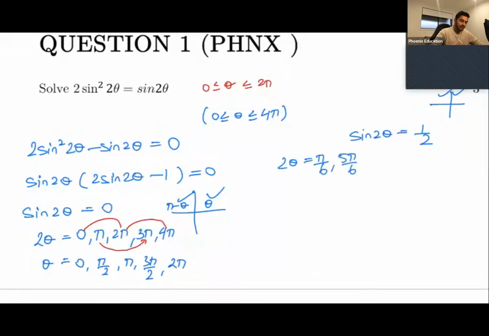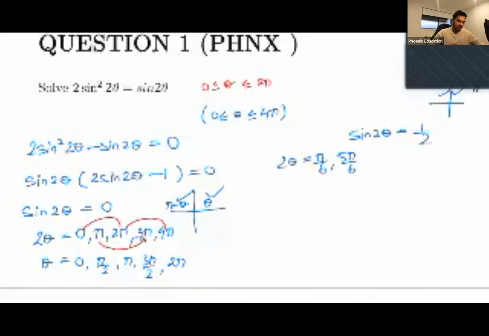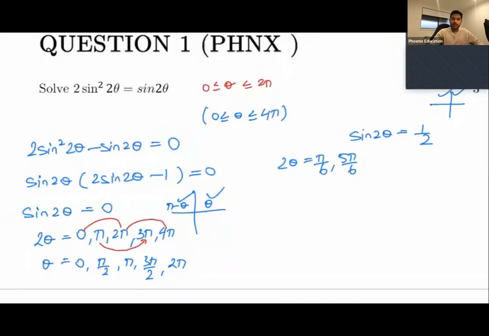Now, one thing that I'll mention is that notice how I'm putting all my solutions in terms of pi. You might be tempted to move between degrees and radians. You shouldn't really do that. If your domain has been specified in radians, you should answer everything in radians. If it's in degrees, everything should be in degrees.